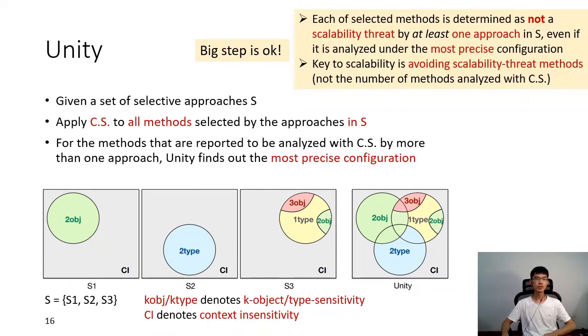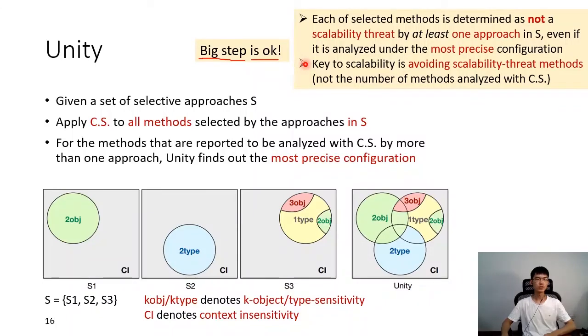Someone might think Unity takes a big step forward towards higher precision and looks much more expensive. Is this still scalable? Actually, we expect that Unity still has good scalability, and this is the reason. Note that each of the selected methods is determined as not a scalability threat by at least one approach in S, even if it is analyzed under the most precise configuration. And we found that avoiding scalability threat methods is the key to scalability, but the number of the methods analyzed with CS is not the key.